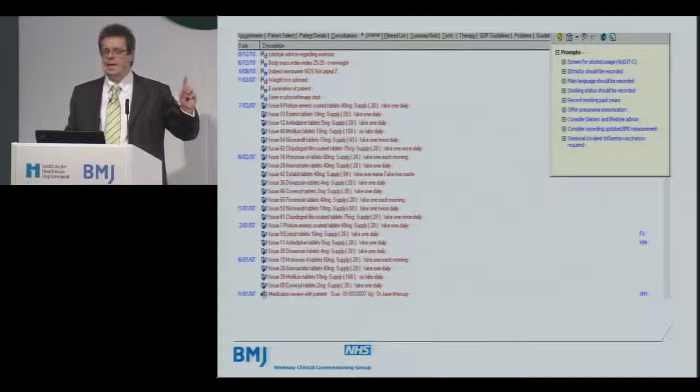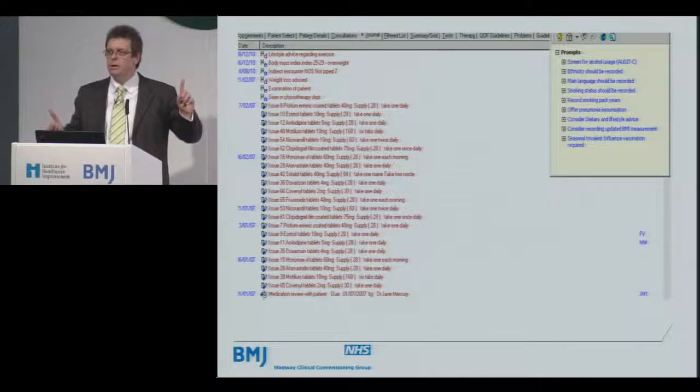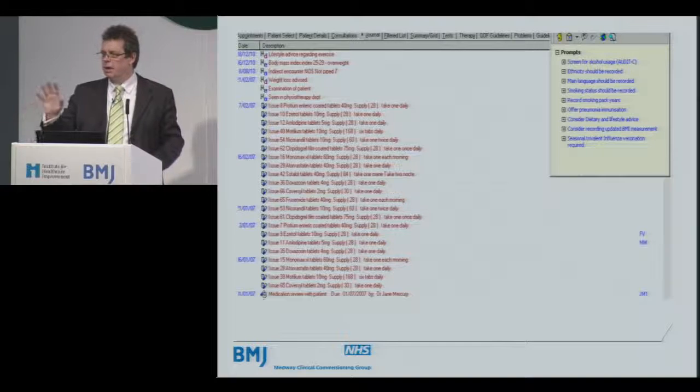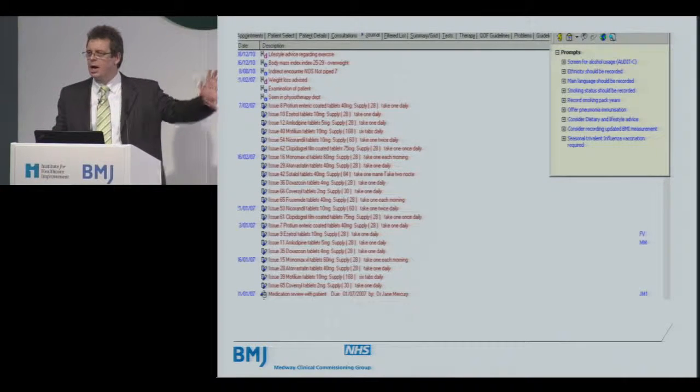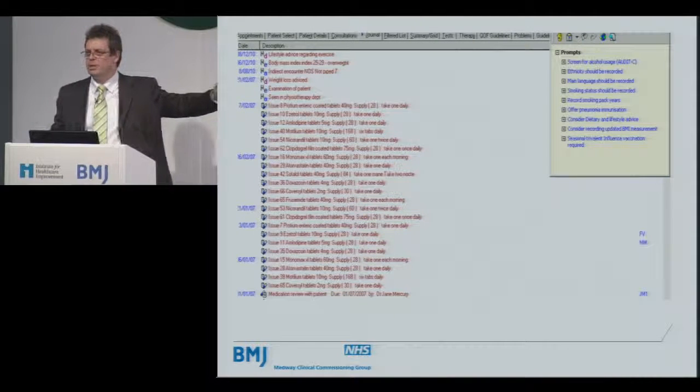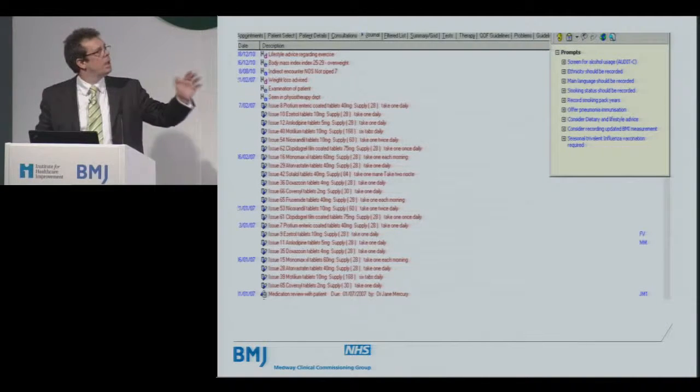The prompt should be there to remind you, this is something I should have considered for this patient based on the information I already know about this patient and already have in their notes. Okay? If they come because their mother's died, I probably ignore all of them because it would be completely inappropriate to be doing that at that point in time.